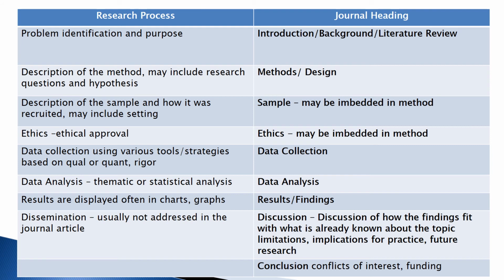Next would be a description of the methods, and typically this may include the research questions and the hypotheses, and often in a research article this would be titled methods or design. The description of the sample, how big is the sample, how it was recruited. It may include setting, it may include a bit of description of the sample, and so the article might have a heading called sampling or sample, but sometimes that can be just embedded in the methods and design, so you might have to go hunting for that a little bit.